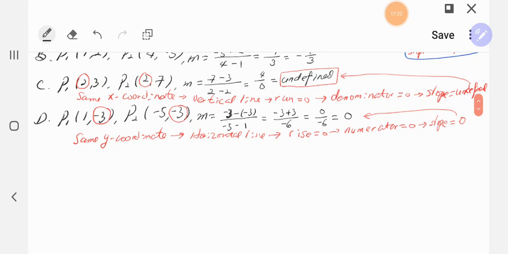So it's really important to find out whether a line is vertical or horizontal. Vertical line, then it's undefined. Horizontal, then the slope is 0. Horizontal, 0. Vertical, undefined. Okay?